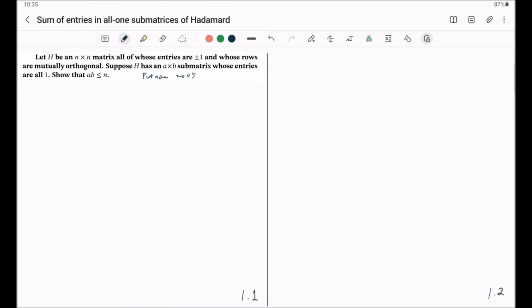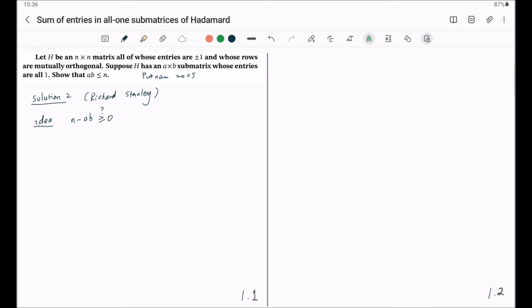Okay, now let's talk about our second solution. This solution is due to Richards-Stanley. The idea is as follows. So look at this inequality. This is the same as saying n minus AB is a non-negative number. So this is what we want to prove.